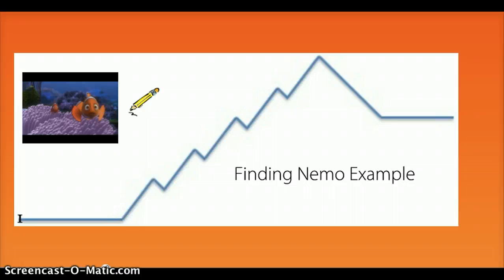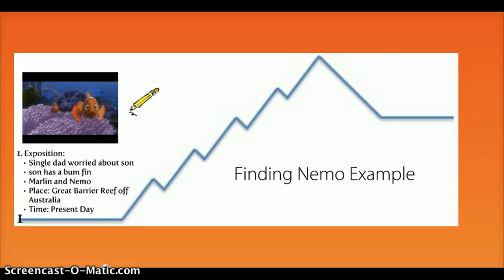Okay, let's look at the example, the Finding Nemo example. This is on the bottom of your note page. And the first thing, even if you're not familiar with the movie, this will still help you. So in the exposition, here are some of the things that we learn about. Situation, we have a single dad who's worried about his son. The son has a bum fin. We know that our characters right now are Marlin and Nemo. Those are our protagonists. The antagonists will come later. We know that where this is happening is the Great Barrier Reef off of Australia, and the time is present day. So that's all the information you need to know in order to get into the rest of the story. So pause and make sure you're writing that down on the plot map on your notes.